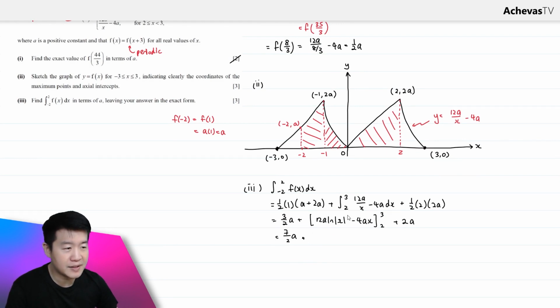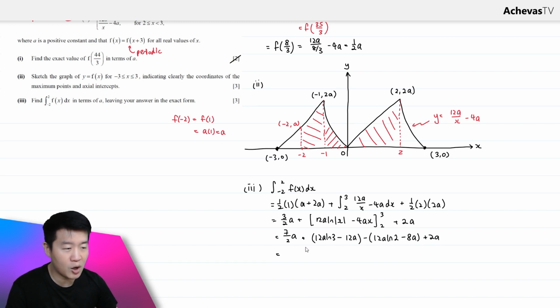Then plus, let me substitute this in, we will have a 12a ln of 3 minus away, substituting this in, we have a minus 12a. Then this minus away, substituting 2 in, we have a 12a ln of 2 minus away 8a, then plus 2a.